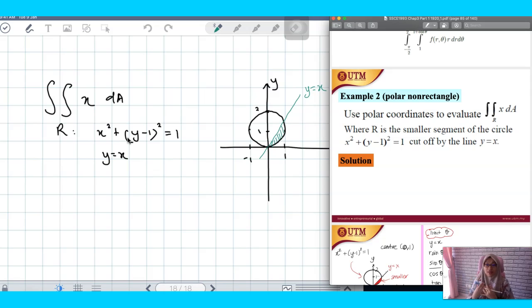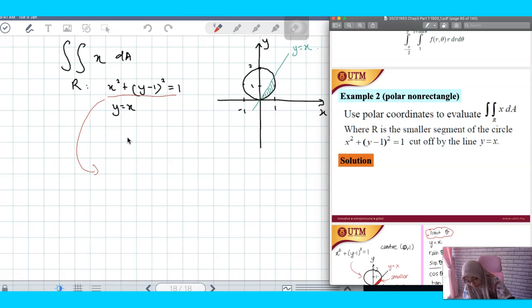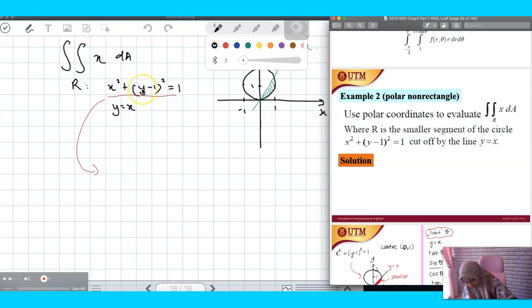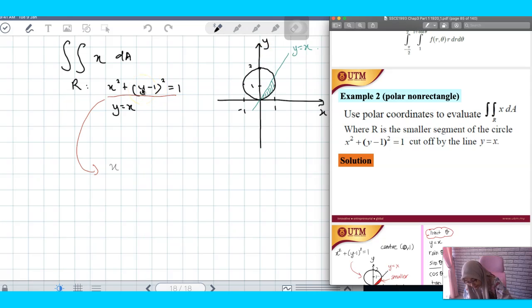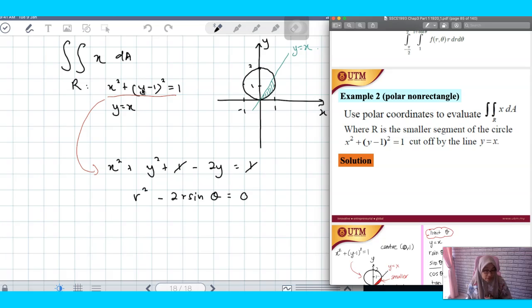Now the equation of the circle: you have to expand this one. We have x squared plus y squared equals 1 minus 2y, plus... y equals 1. So the 1 and 1 cancel out. Then x squared plus y squared is r squared, and y is r sine theta. Now you already obtain the equation in polar, but still not in the general form.